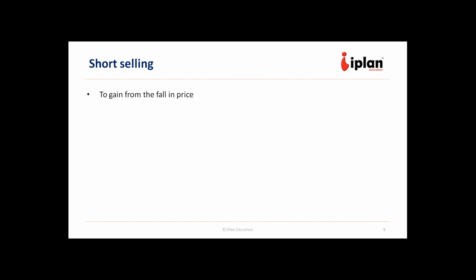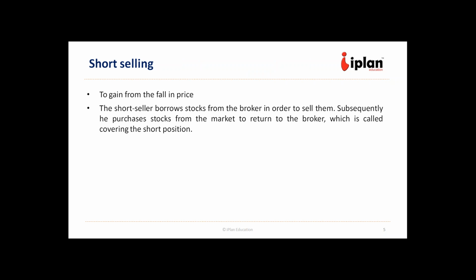Now, what is short selling? We understand that we sell the contract first and then buy when the price goes down and close the contract. So here what happens is the short seller borrows stock from the broker in order to sell them, and subsequently he purchases stock from the market to return to the broker, which is called covering the short position.